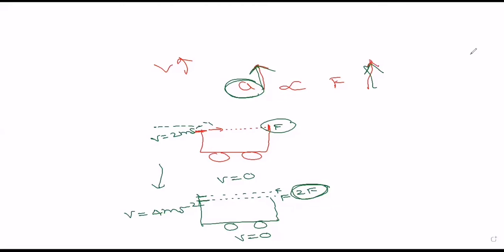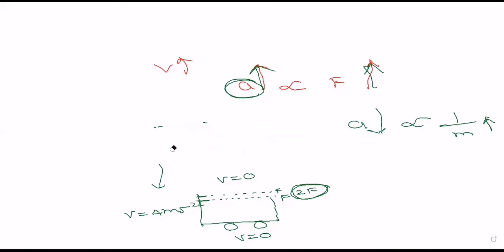As I told you all, acceleration is directly proportional to unbalanced force. So when the unbalanced force increases, acceleration also increases. The second factor, children, is that acceleration is inversely proportional to mass. That means when the mass increases, acceleration is going to decrease. Now I'll take the same example, the same trolley, and explain to you all.